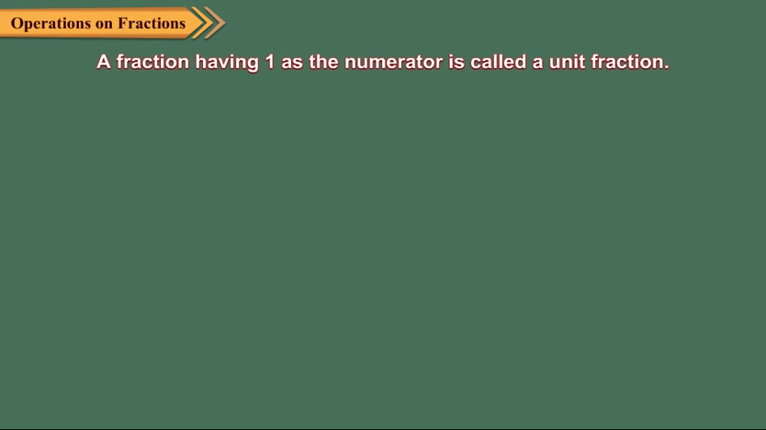A fraction having 1 as the numerator is called a unit fraction. For example, 1 upon 2, 1 upon 5, 1 upon 7, 1 upon 24 are unit fractions.